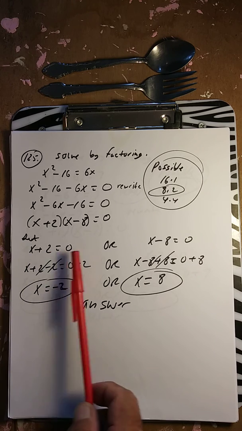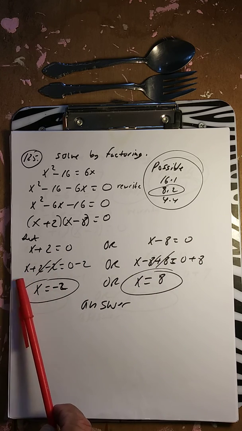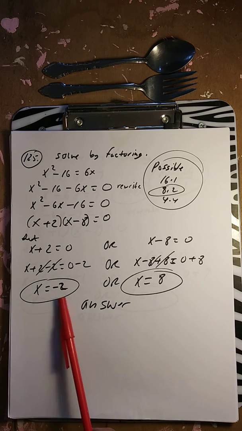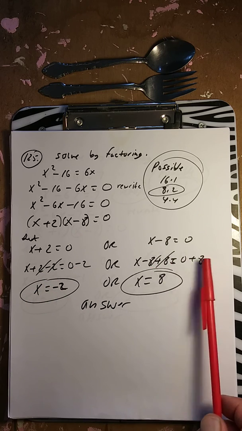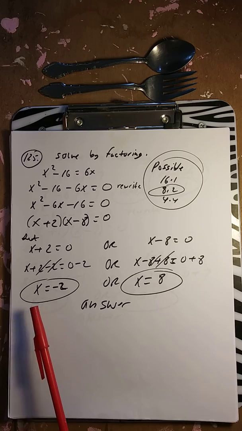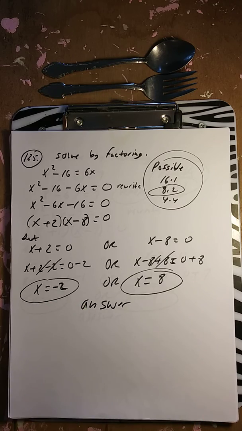So x plus 2 equals 0 and x minus 8 equals 0. And x plus 2, minus 2 both sides, so x is negative 2. Or x minus 8, add 8, so x equals 8. So x equals negative 2, or x equals positive 8.